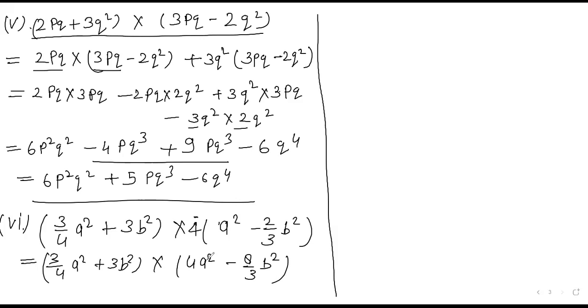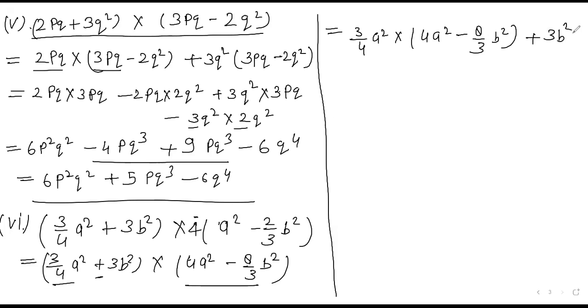So I have taken this 4 inside this bracket, so 4 is multiplied with a square gives you 4a square, and minus sign, 4 twos are 8 upon 3b square. Now we will proceed to the next step, now this number is multiplied with the bracket. So 3 upon 4a square multiplied with 4a square minus 8 upon 3b square. Okay. And plus, why this plus? Because of this one. 3b square multiplied with the same bracket 4a square minus 8 upon 3b square.